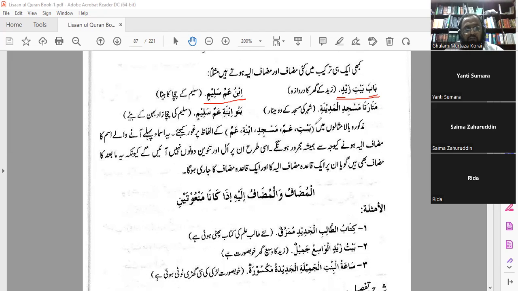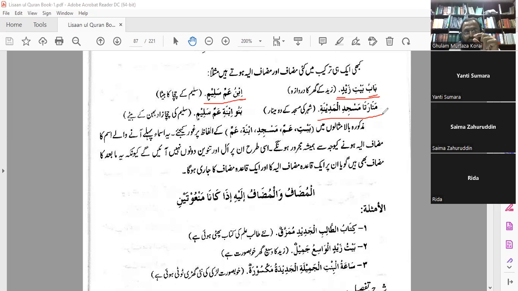Okay, come to this, manarata masjidil madinati. Can I do this, sir? Yes, try it. Manarata is muzaf, masjidi is muzaf ilayhi for manarata. It is also muzaf for al-madinati, and al-madinati is muzaf ilayhi for masjidi. Very good. So again, there are two muzaf and two muzaf ilayh.